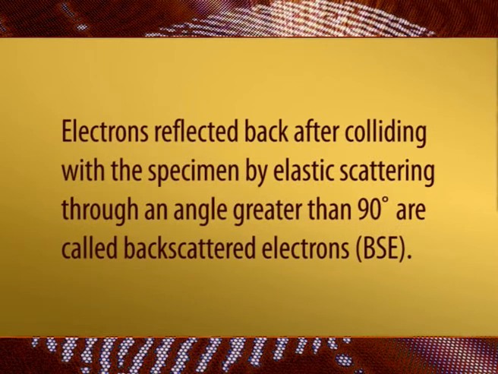The electrons reflected back after colliding with the specimen by elastic scattering through an angle greater than 90 degrees are called backscattered electrons. These electrons can be distinguished on the basis of their high kinetic energy, as they escape from the sample with energies quite equivalent to the primary beam energy.